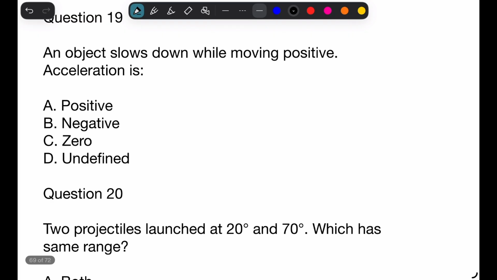An object slows down while moving, positive. That means acceleration has to be opposing our velocity. Therefore, acceleration is negative because we're slowing down.